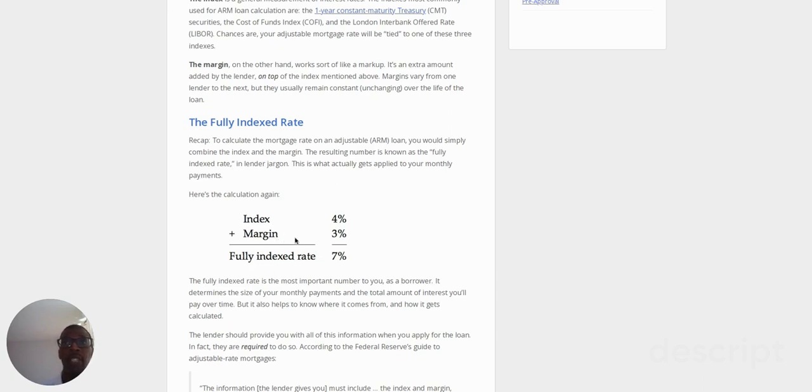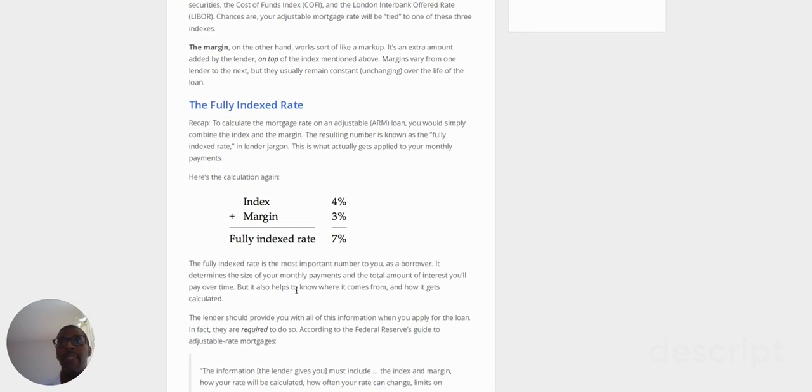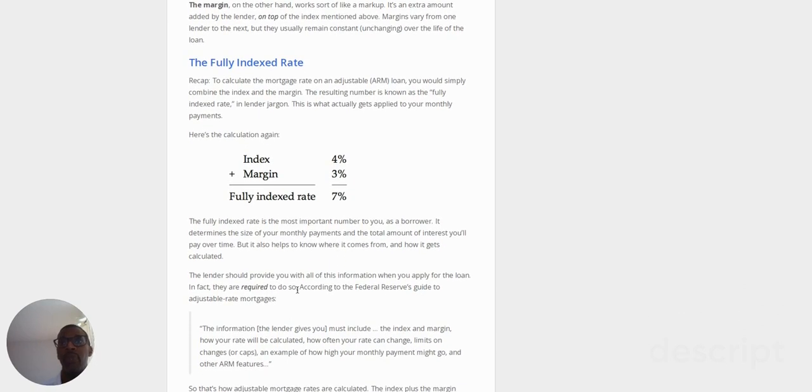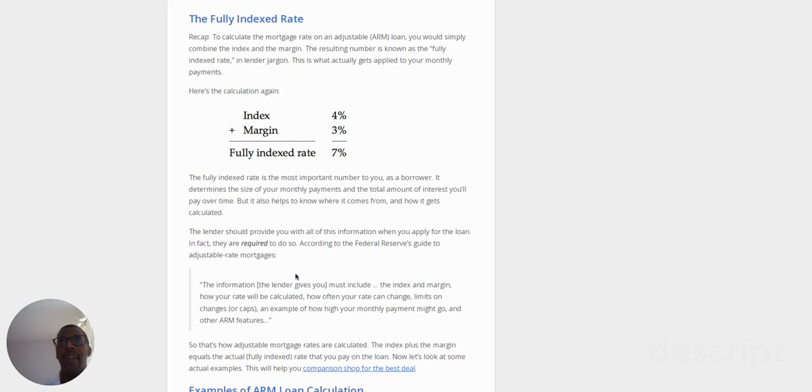And typically your margin does not change. Your margin is what is going to remain constant over the life of the loan. Your lender should be able to provide this information for you. They should be able to tell you what the index and margin is, how it was calculated, and what the caps are, meaning it shouldn't be able to go over a certain amount. It should be capped at a certain number. And these are some of the features of having an ARM.